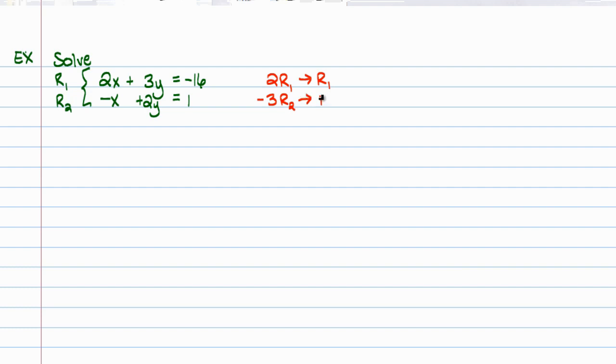So essentially what you're doing is, if you want these two to be opposite, I'm going to multiply this by 2 and this by negative 3. So this becomes a 6 and a negative 6, and then they're opposites. So essentially what you do is you multiply by the other coefficient and make sure that one gets an opposite sign on it. If you do that, then you get the following. 2 times row 1 is going to be 4x plus 6y is equal to a negative 32. And then negative 3 times row 2 is going to be a positive 3x minus 6y equals a negative 3.